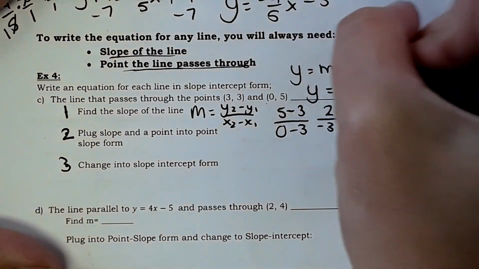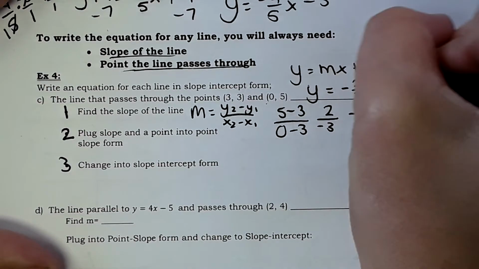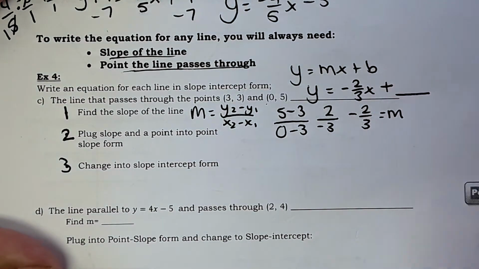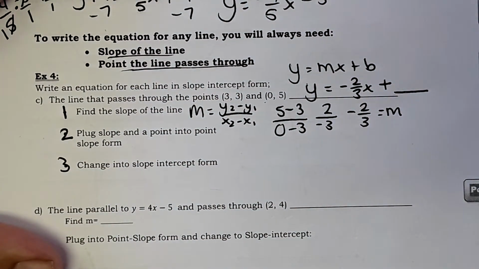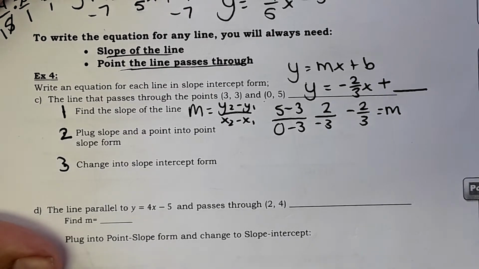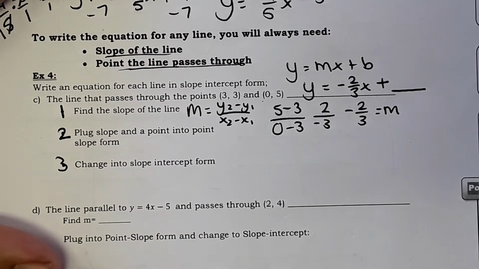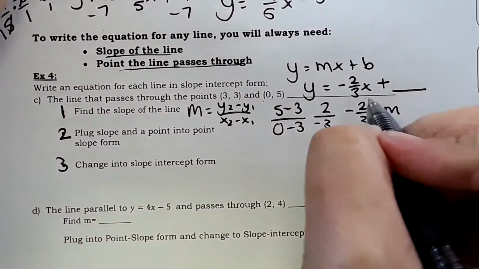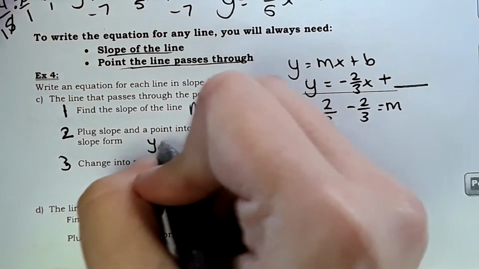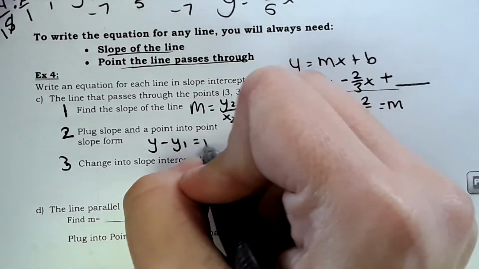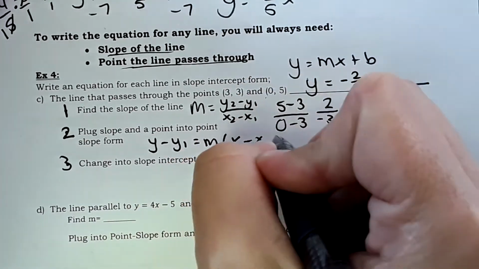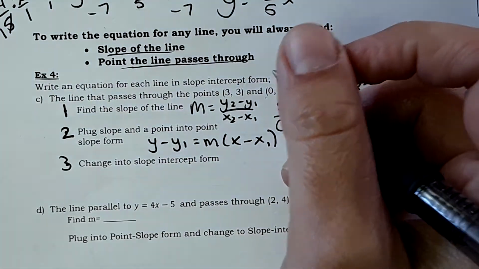So I'm trying to get something that looks like this, -2/3 x plus a y-intercept. So the way that you find the y-intercept is through the point-slope form. So point-slope form being y minus y1 equals m times x minus x1. And yes, I keep repeating that over and over so it'll kind of stick in your brain.